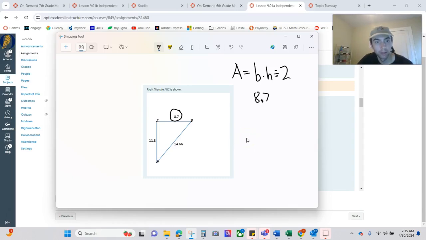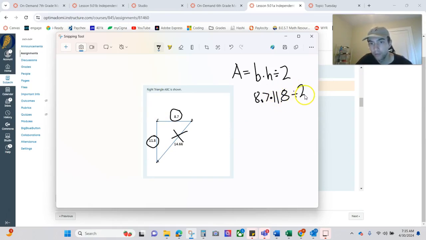The height goes from the base to the topmost point or to the bottommost point, and it has to be a straight up and down line, not a diagonal line. Oh, look at this. We have a straight up and down line going from the bottom of the shape to the top of the shape. So our height is 11.8.